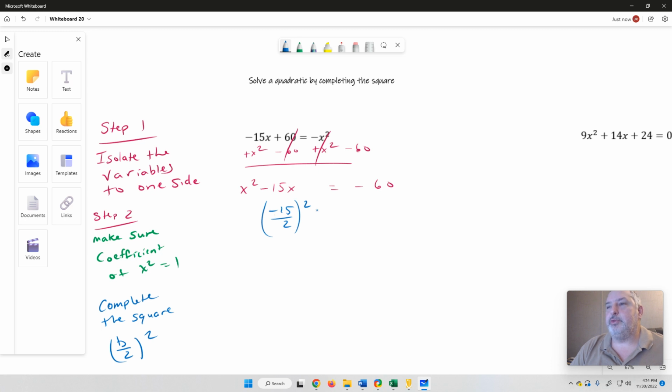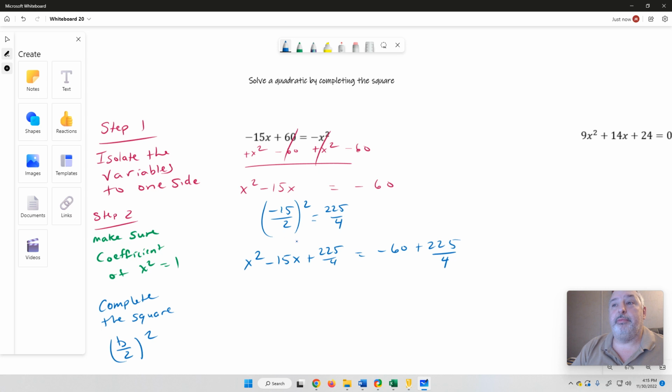So negative 15 squared is 225, 2 squared is 4. So this will be 225 over 4. So that's what we're going to add to each side of our equation. And I'm just going to leave it just like that. We're going to work with that in just a second.